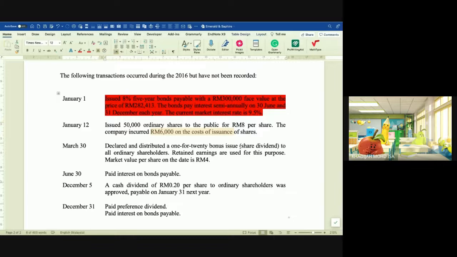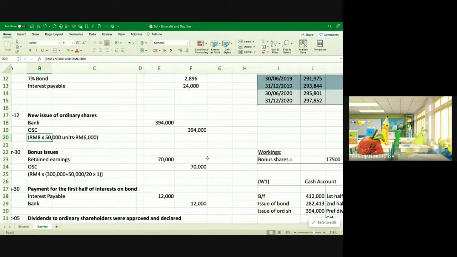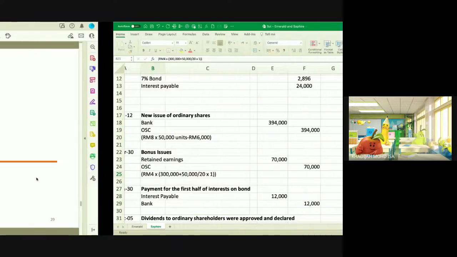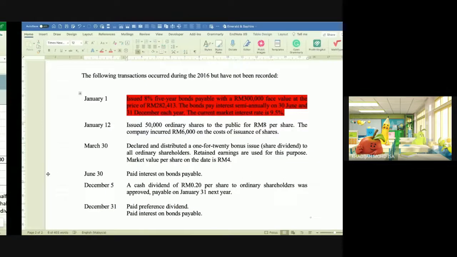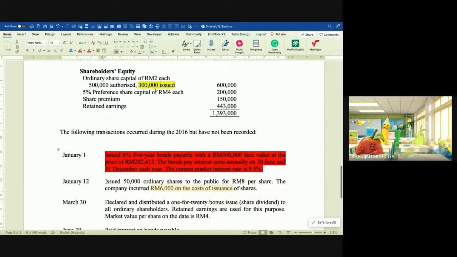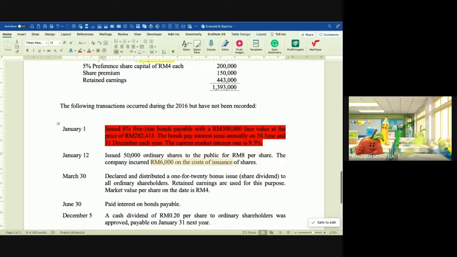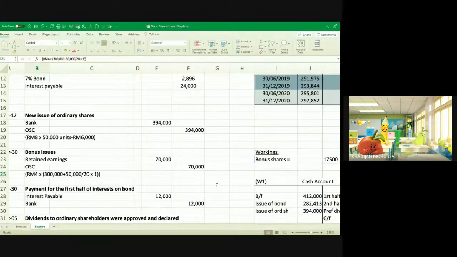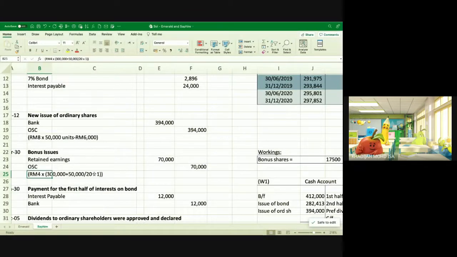So how do you compute that? Remember that the share price on that day is 4 ringgit. How many shares do you have? Share capital 300,000 plus 50,000 here. Remember, you have additional issuance. So 300,000 plus 50,000, divided by 20, times 1. So that is the issue. How much is that?